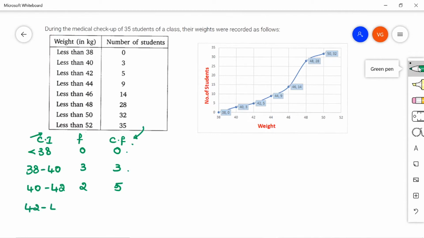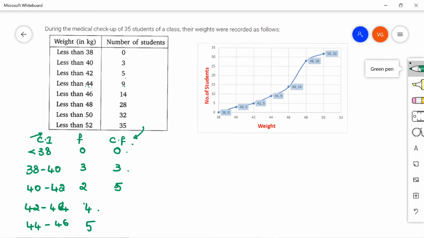So 42 to 44, right? 42 to 44 is less than 44. So 9 minus 5, that you can write as 4. Next is 44 to 46. So 5.